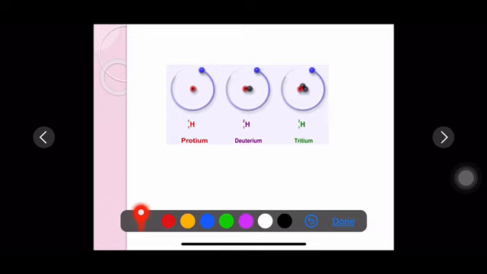And here you can see different isotopes of hydrogen. Hydrogen-1 is called protium, hydrogen-2 is called deuterium, and hydrogen-3 is called tritium. So when we consider relative atomic mass, we have to take the average of the naturally occurring isotopes of hydrogen.